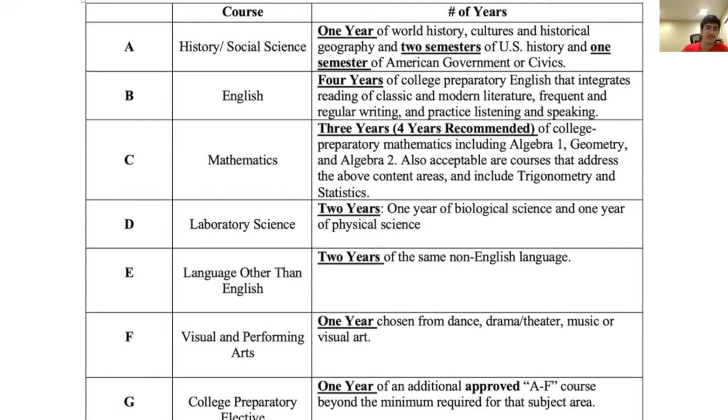The B requirement is English. So you need 4 years of college preparatory English that integrates reading of classic and modern literature, frequent and regular writing, and practice listening and speaking. So in other words, you're going to need to take English classes all 4 years of your high school.